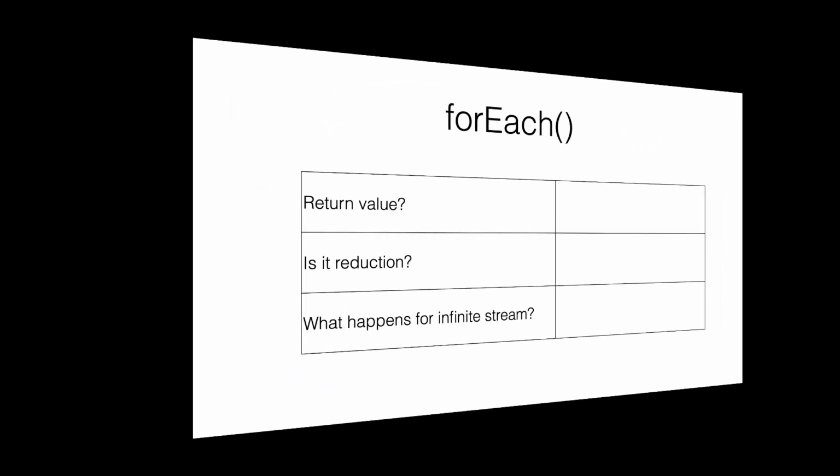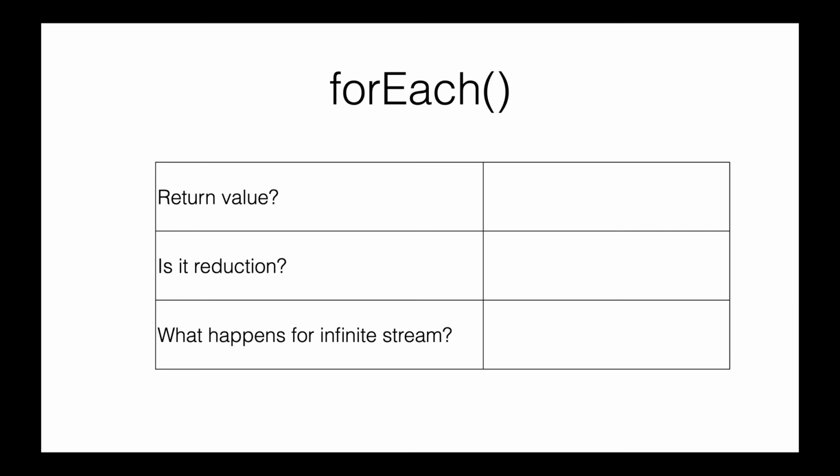Now let's head back into the PowerPoint and answer the questions. The return value of forEach is void, which means it doesn't return anything. Is it a reduction? It's not a reduction because it doesn't give a single value back. What happens for an infinite stream? It just keeps on running the consumer, but it doesn't terminate the stream.